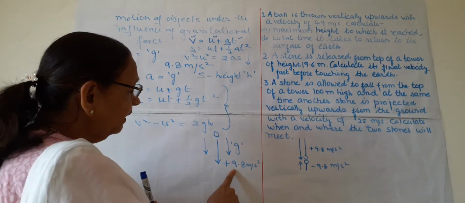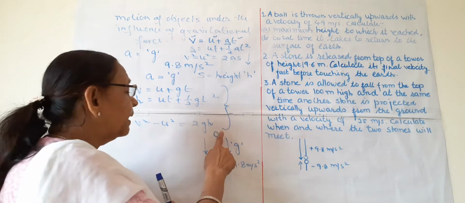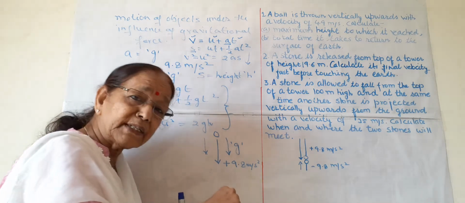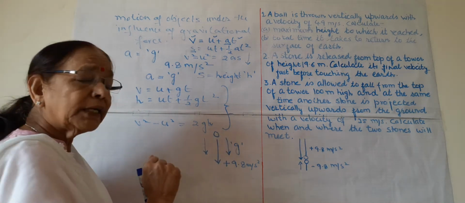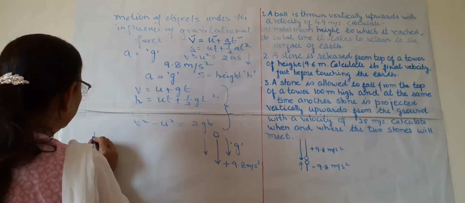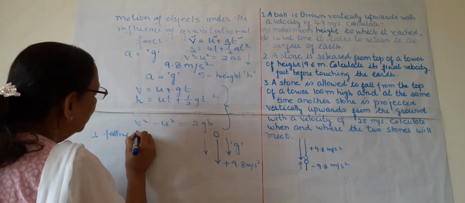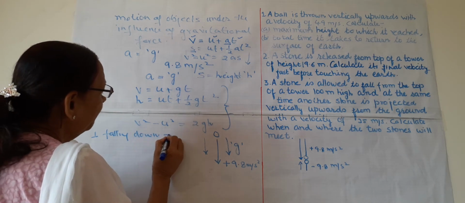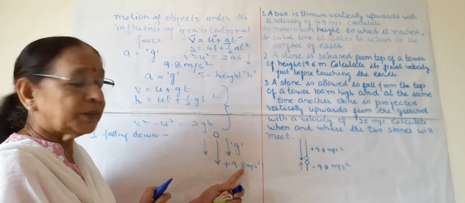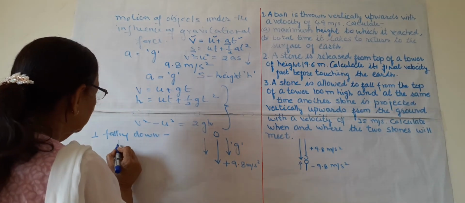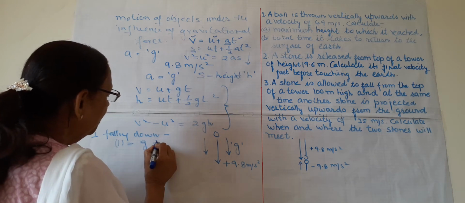This is one thing, taking g positive when the object is coming towards the earth. The second thing, when the object is coming, so I will write here falling down. When the object is falling down, what we have to keep in mind, first, this g should be positive.